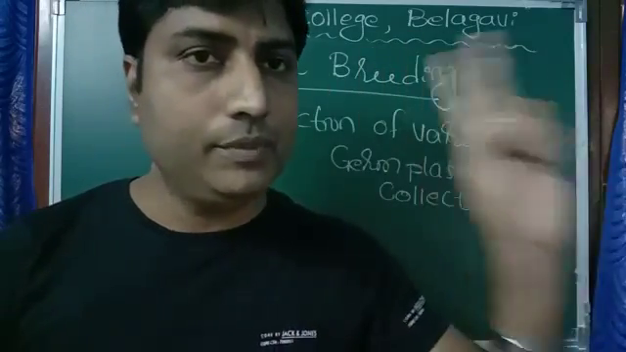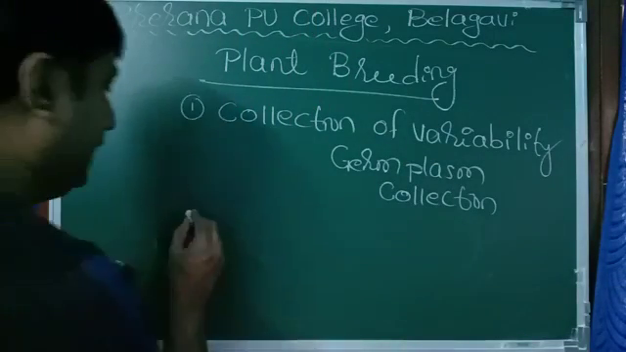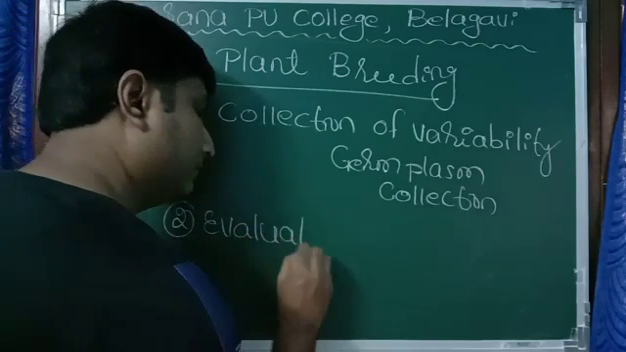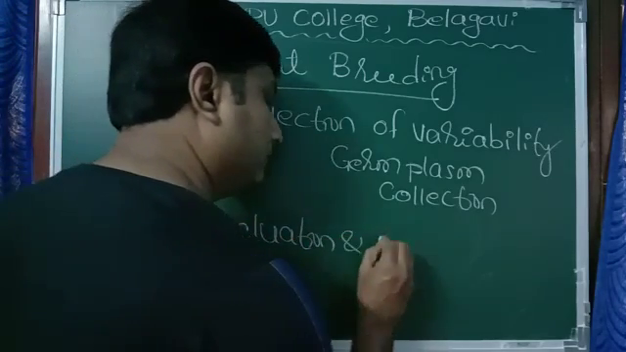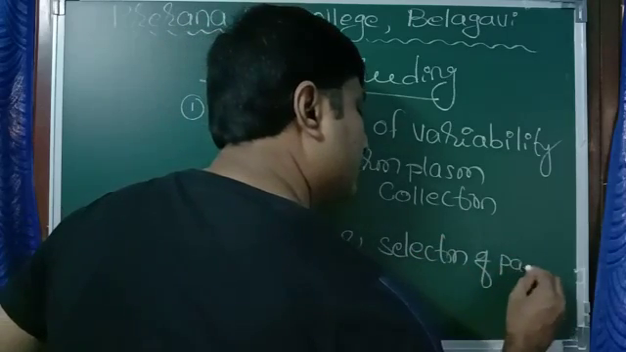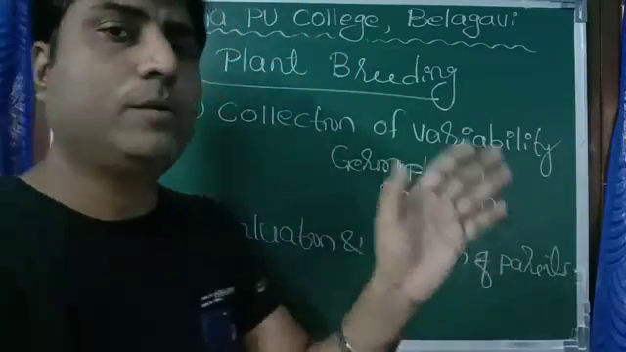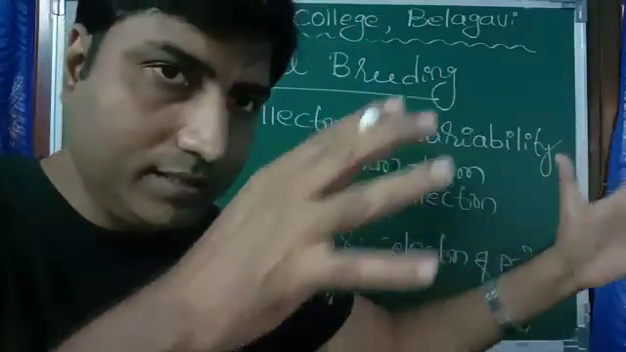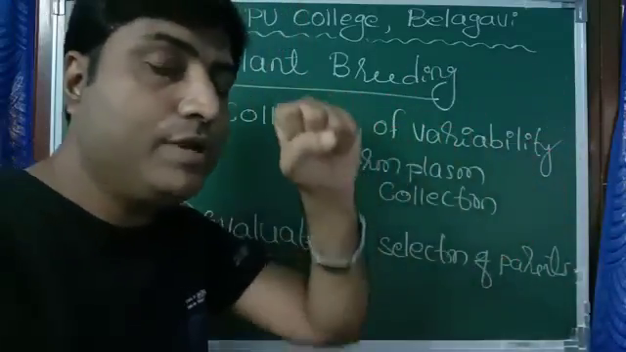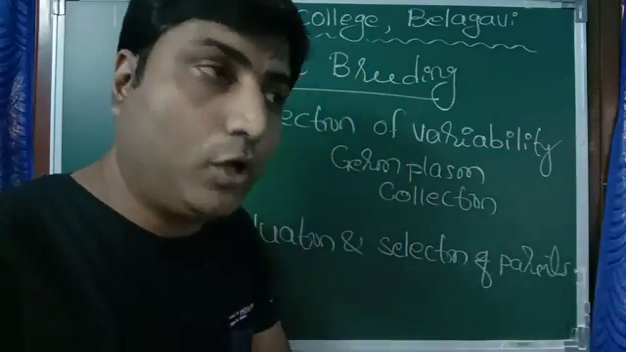What we have to do now? The second step is evaluation and selection of parents. What is this? From the full collection of varieties we have gathered, we have to select parents. And what should be the quality of the parent?